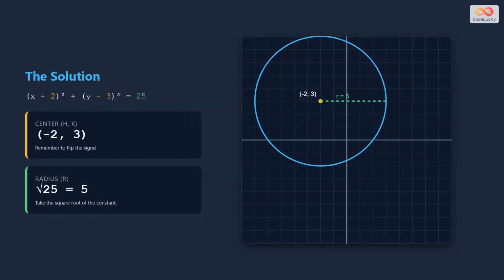From this standard form, we can extract our circle's properties. The center is at negative 2, positive 3. Remember, the signs inside the parenthesis are opposite to the actual coordinates. The radius is the square root of 25, which is 5. Here you can see the circle plotted on the graph with these exact dimensions.